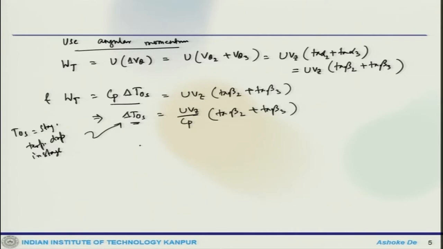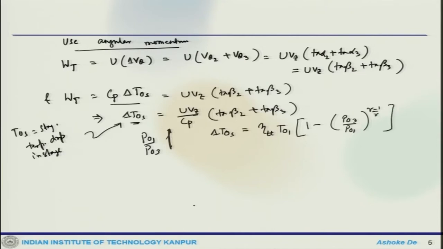So, this is the difference in stagnation temperature drop. And also we have P naught 1 by P naught 3, which can be correlated with this delta T0s. If you use that, then we can write this delta T0s as eta tt T naught 1 times 1 minus (P naught 3 by P naught 1) whole to the power gamma minus 1 by gamma. So, eta tt is the total to total stage efficiency.